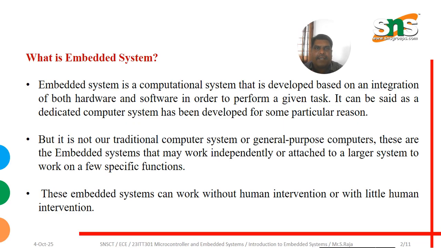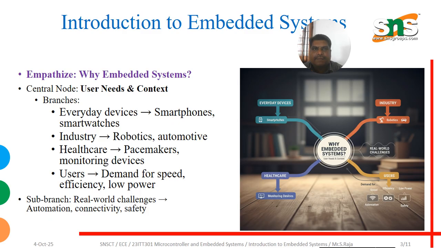If you take the washing machine, an automatic chocolate vending machine or any embedded system, each has its own specific task. It's not like a traditional computer. Embedded systems may work independently or be attached to a larger system to work on specific functions. These embedded systems can work without human intervention or with little human intervention. So either they are automatic, or sometimes they also work in a manual mode.